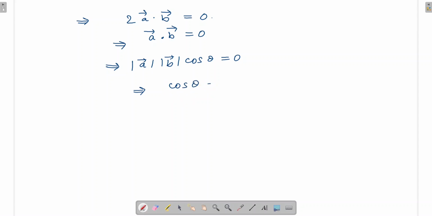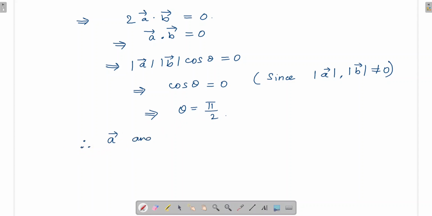So we will get cos theta equal to 0, and this is since magnitude of a bar and magnitude of b bar both are not equal to 0, right? So this implies cos theta is 0 means, what is theta? Theta is pi by 2, right? So therefore a bar and b bar are perpendicular. So this we have proved. So one side we have proved.